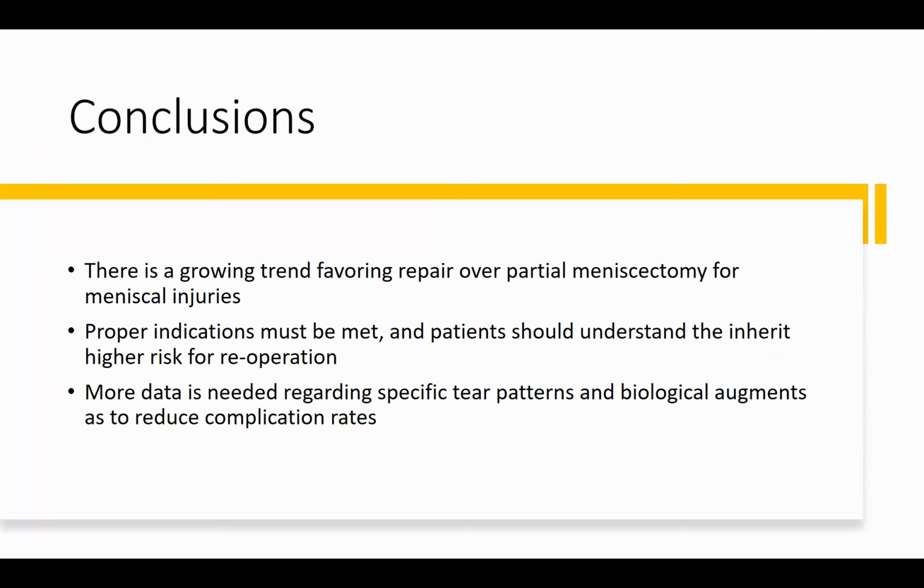So to conclude our talk today, overall, there's a growing trend favoring repair over partial meniscectomy for meniscal injuries. Proper indications must be met, and patients should understand the inherent risk for reoperation, approximately 5 times higher. Your reoperation rate after arthroscopic partial meniscectomy hovers over 30%. And overall, more data is needed regarding specific tear patterns, as well as our biological limitations, to reduce this overall complication rate.